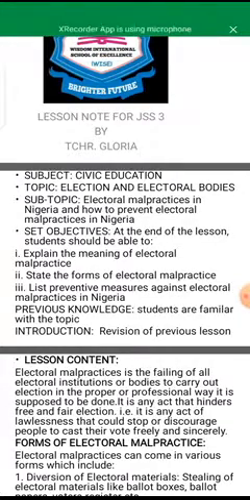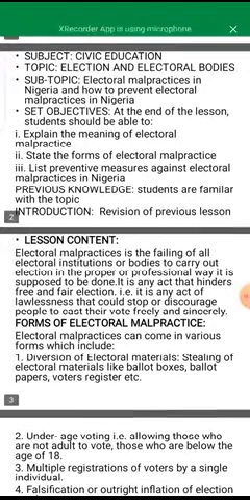Last week, we talked about free and fair election, and the effects of free and fair election in a democratic system. So today, let's look at electoral malpractices in Nigeria.